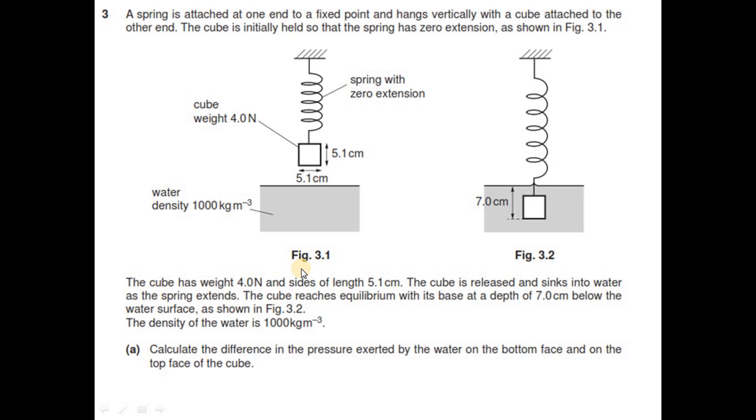Question number 3. A spring is attached at one end to a fixed point and hangs vertically with a cube attached to the other end. The cube is initially held so that the spring has zero extension, as shown in figure 3.1. So this is figure 3.1.